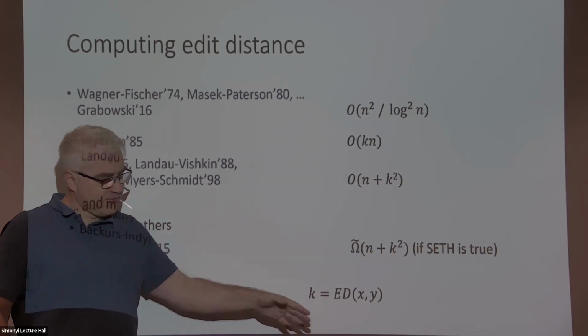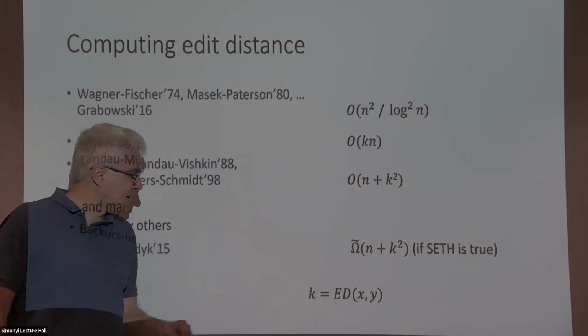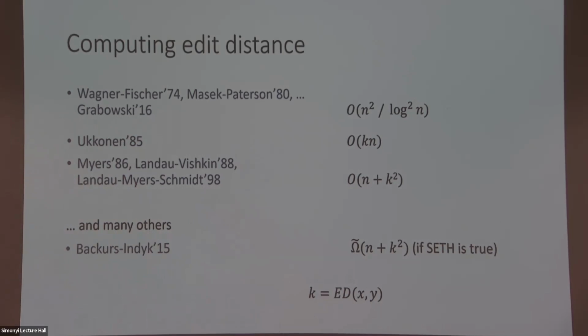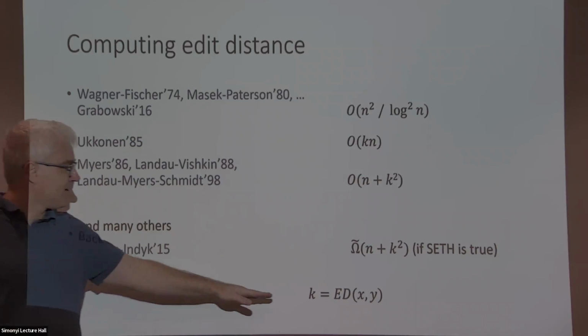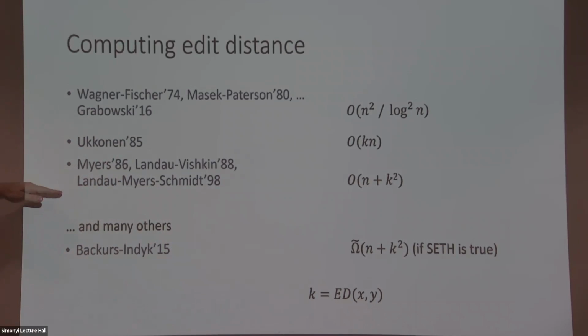So for most things, if you just take two random strings, they will actually differ a lot. So the typical edit distance will be linear, but it makes sense to look at when the edit distance is not too big. So these are results which appear over a long period of time.